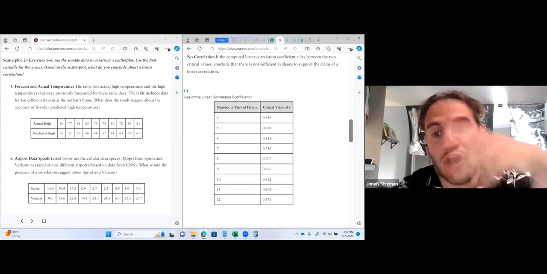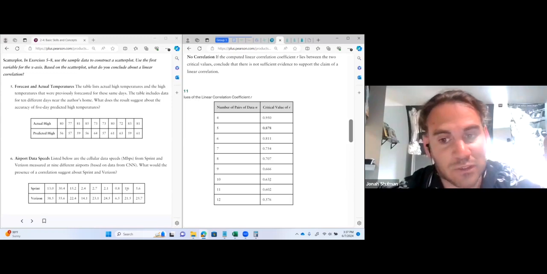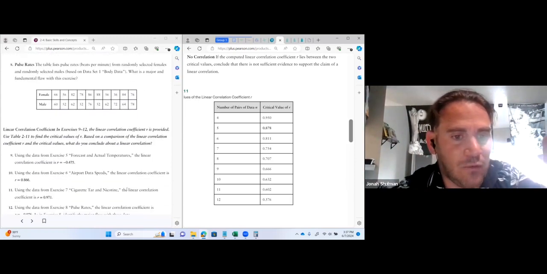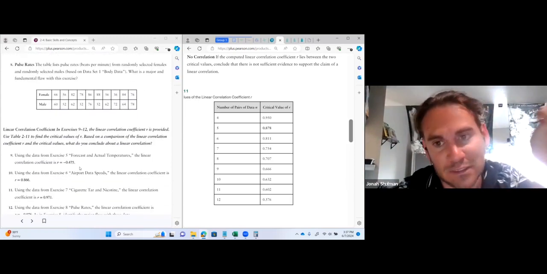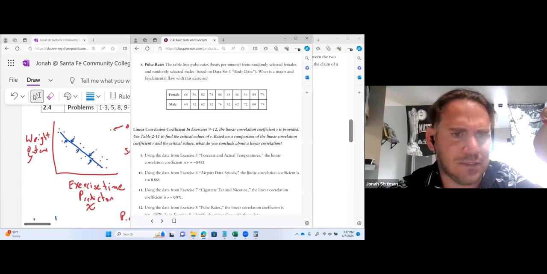So we have to be what? Greater than 0.632 or more negative than negative 0.632. We have a negative 0.475. It is not bigger. It is not more negative than this value. So guess what? We can say it is not significant.